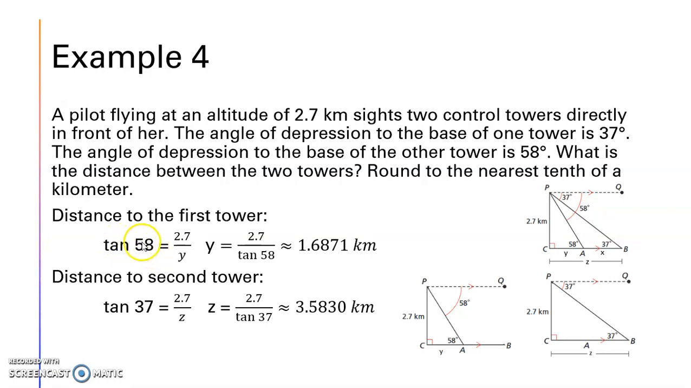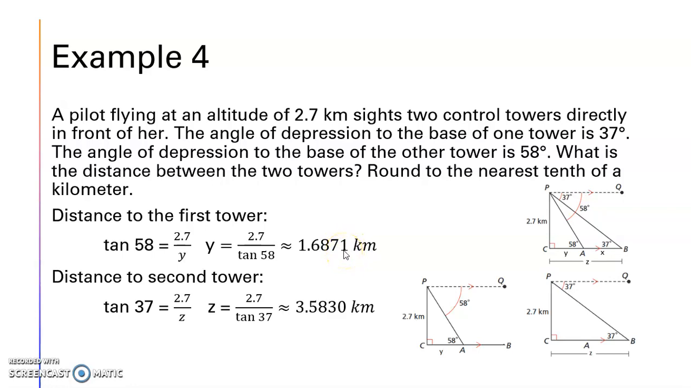So to find the distance to the first tower in this diagram, I saw that my 58 degrees was here. I had the opposite side, and I wanted to know the adjacent side. So again, that's going to be tangent. So I did the tangent of 58 equals the opposite side over the adjacent side. I multiplied by Y to get my Y to this side. Then I divided by the tangent of 58. So in my calculator, I typed in 2.7 divided by the tangent of 58, and I got 1.6871, and it kind of went on from there. But because they're asking to round to the tenth, I just cut it off at the 1.